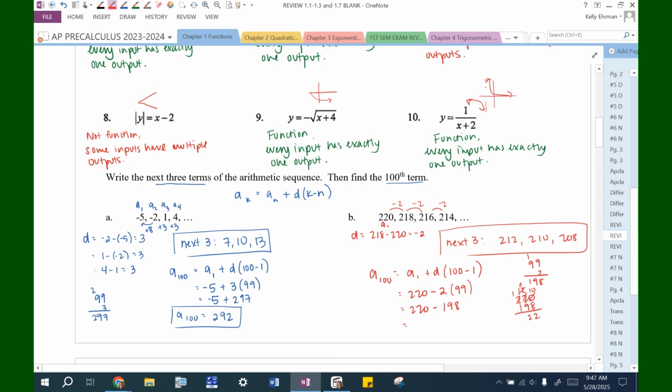Double check my math because it's the end of the school year, as you can see, and my brain is fried. So add 22 to this. Yeah, I get 220. Okay, so 22 is my 100th term.